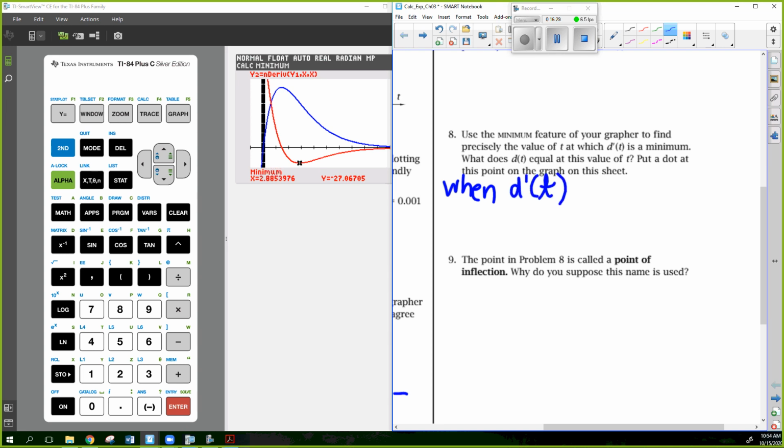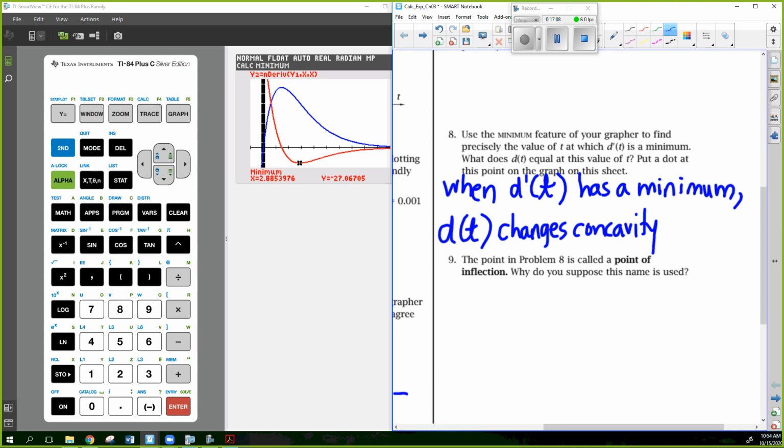Okay, so when the derivative has a minimum, and actually that's any extreme also, when d prime of t, when the derivative of d, is a function we've been working with, right? Okay, so when the derivative has a minimum, d of t, that's the original, changes concavity. All right, so we're going to make this more formal. We're going to add this to our list of things that we've talked about in a minute.